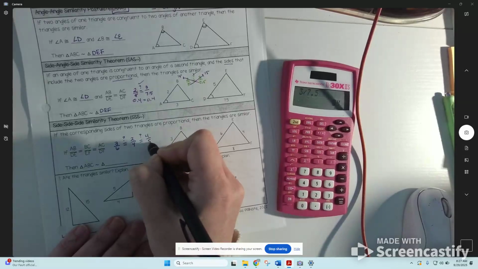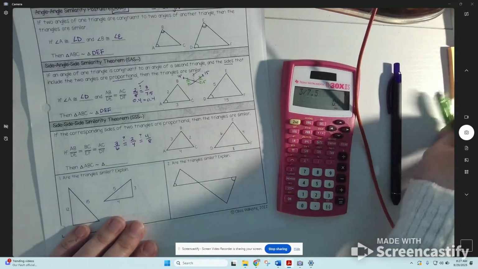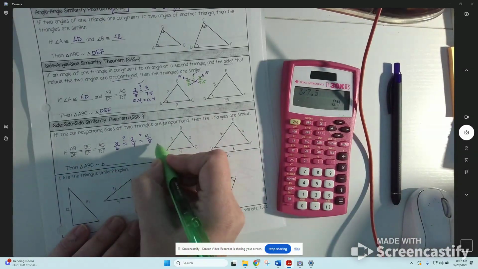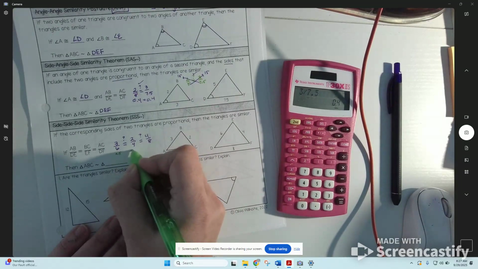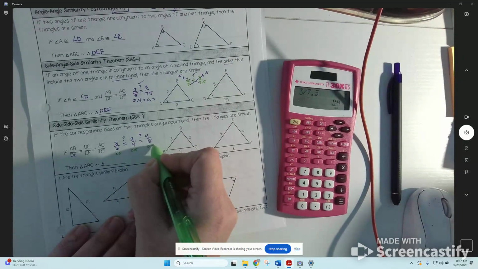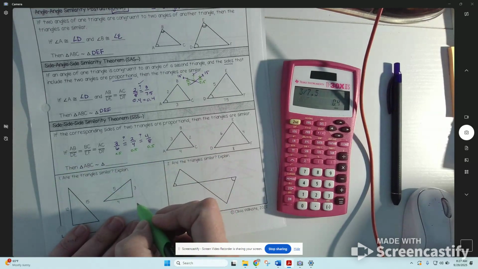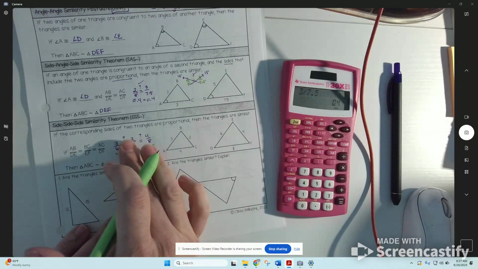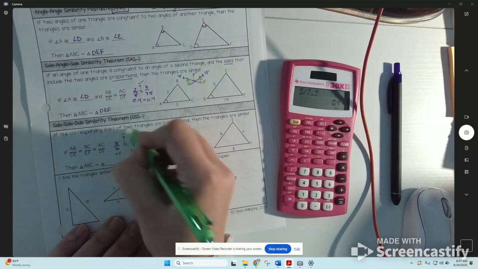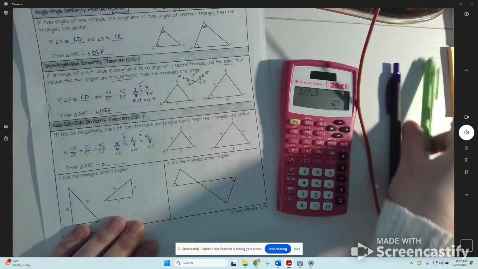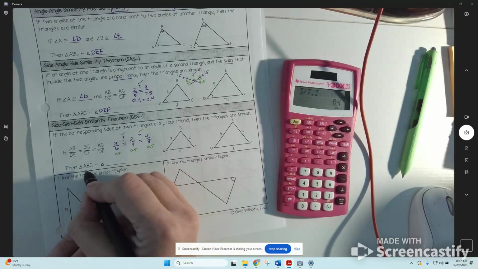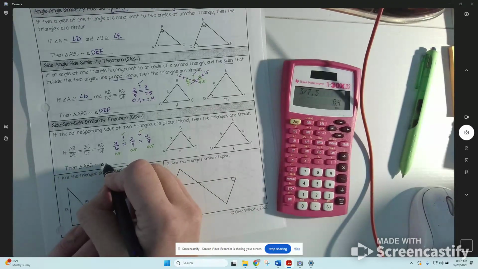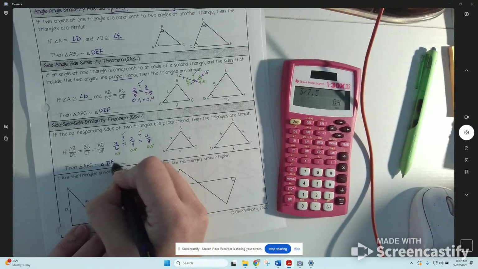And I can actually see already, even without my calculator, that I could just simplify all of these and they would be a half. Or again, get out your calculator and notice that all of those are 0.5. And yes, we really do need to check all of them because these first two could be equal, but then that third one's not. So I'm going to put check, check. So yes, these are similar. So that would be, again, triangle ABC is similar to triangle DEF.